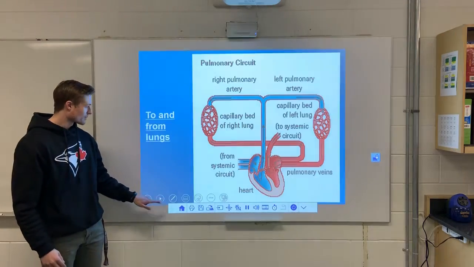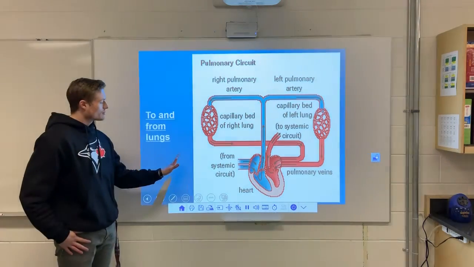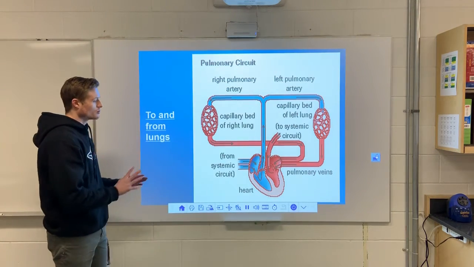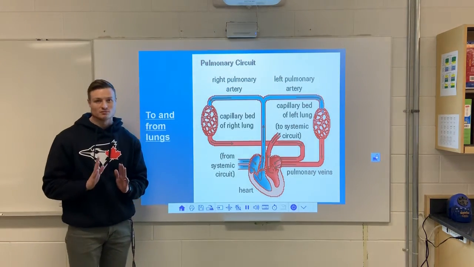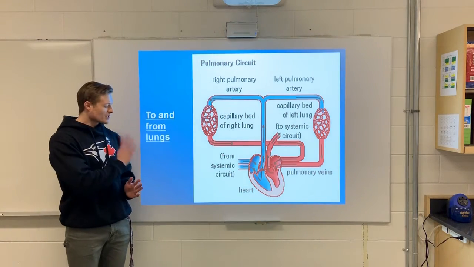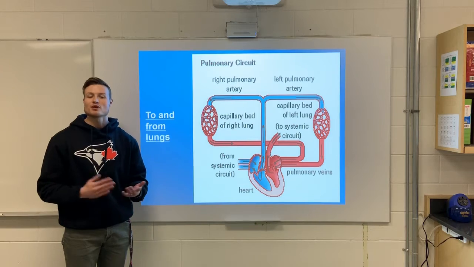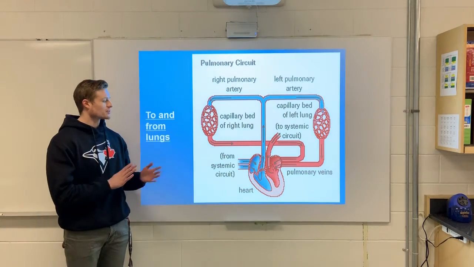So here's what it looks like. We have our pulmonary circuit. Notice how the deoxygenated blood is shown in blue. Now keep in mind, blood is not actually blue. It's red. And then obviously oxygenated blood would be just a brighter red. But we show blue and red to show the difference there.